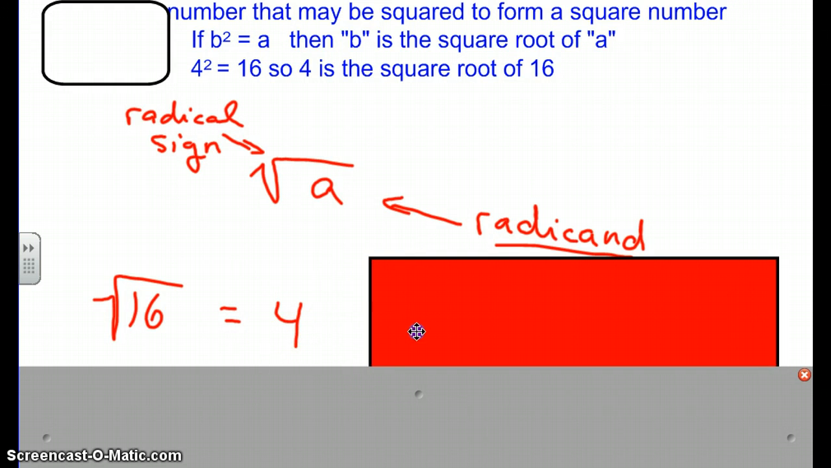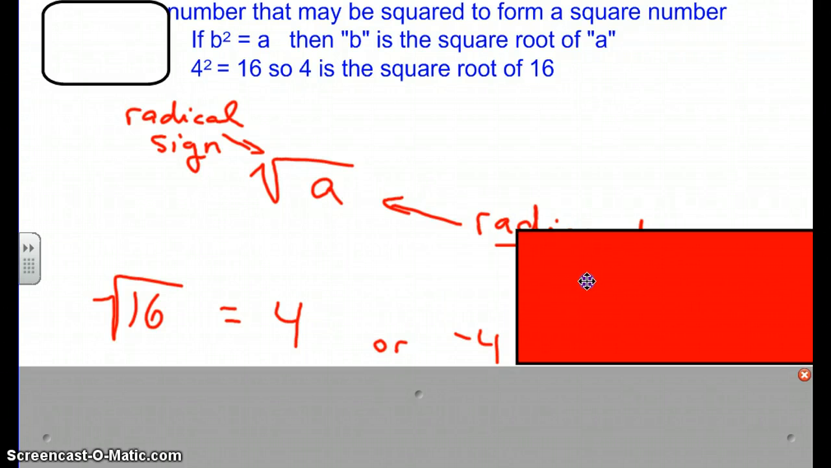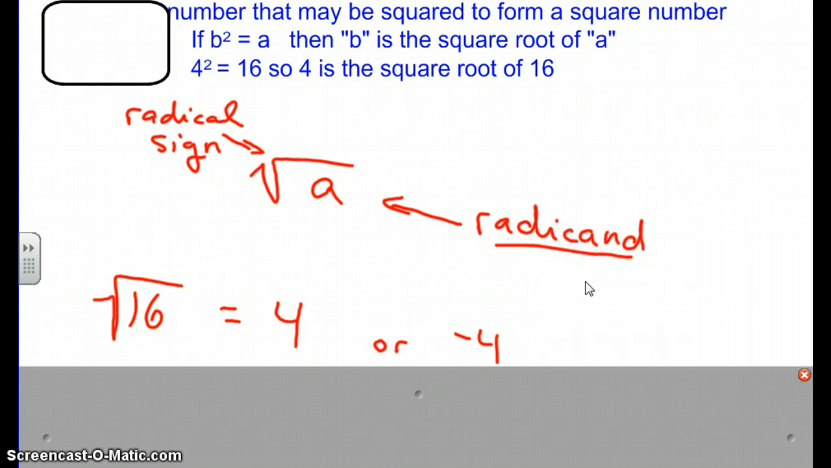Has anybody thought of something else you could square and get 16? 4. You can square 4. 4 squared is 16. What else can you square to get 16? Anderson. Actually, there is another number. It's related to 4. Nico. 2 cubed. Jonathan. -4. Look at that, -4. Oh, yeah. Isn't that interesting?